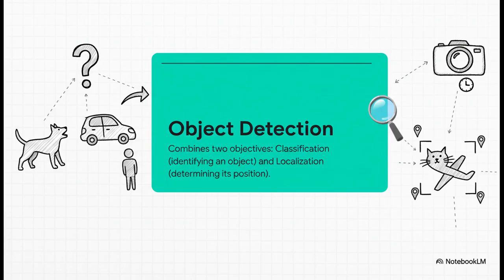First, classification. What am I looking at? Is it a dog, a cat, a car? And second, localization. Okay, but where is it in the picture? Any good system has to be a master of both.